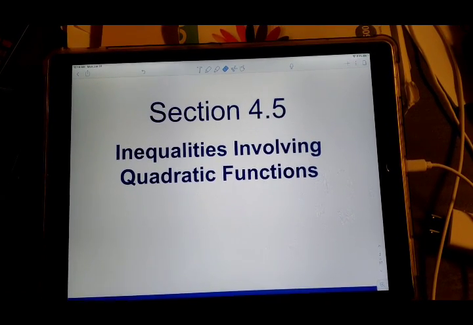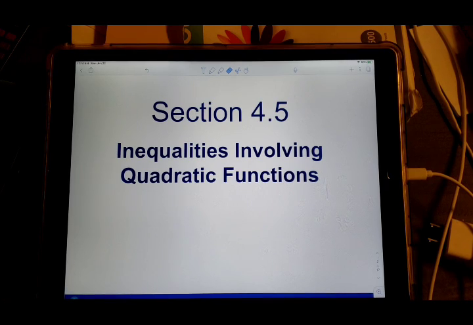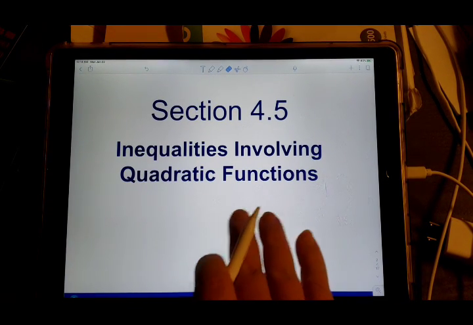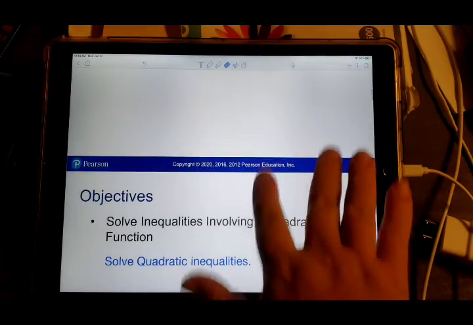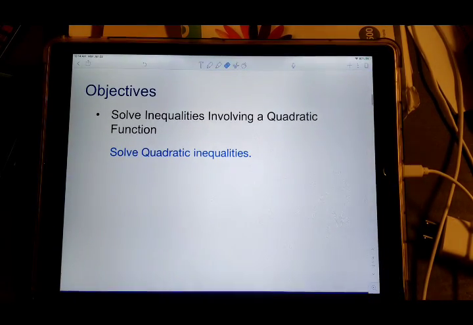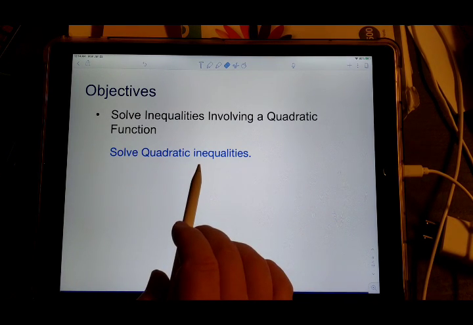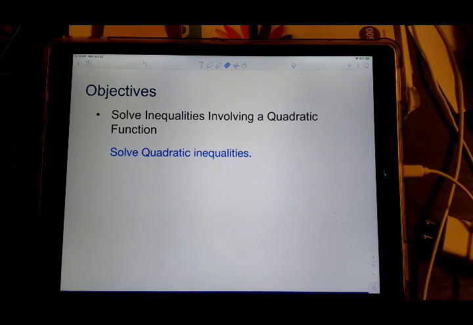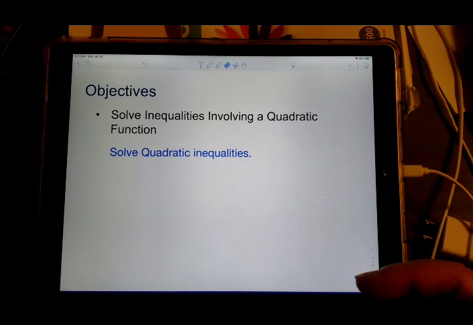All right, so this is section 4.5, inequalities involving quadratic functions. I don't really like that name. I personally renamed this section to solving quadratic inequalities. In other words, there's no quadratic function involved in this discussion unless we bring it in.